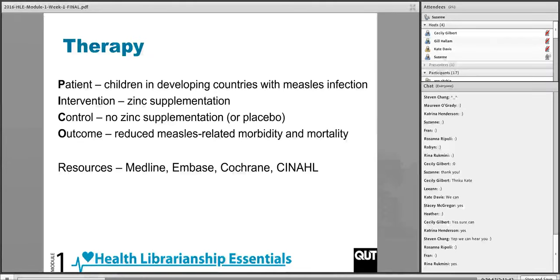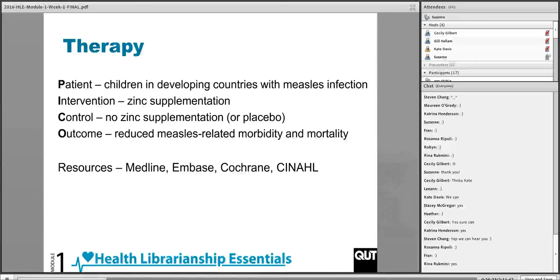So clinical questions about therapy or interventions or management are probably the most common questions that health librarians are asked to find information on. During the reference interview with the clinician, librarians often find it helpful to reframe a therapy question using this acronym, PICO.